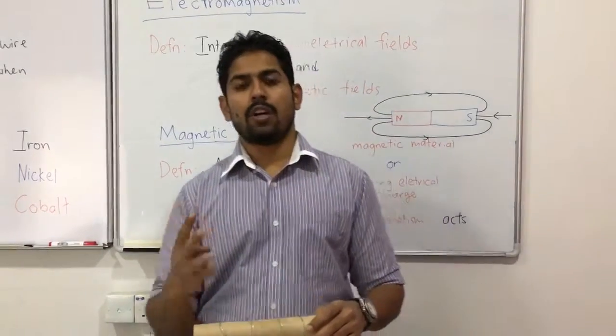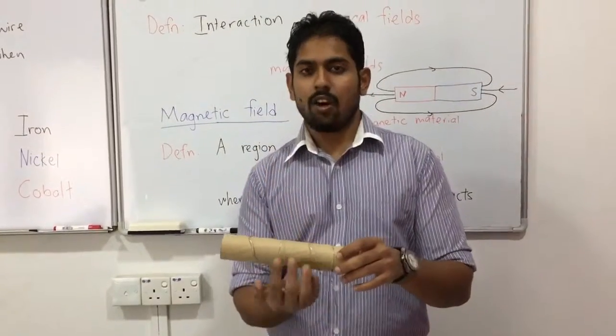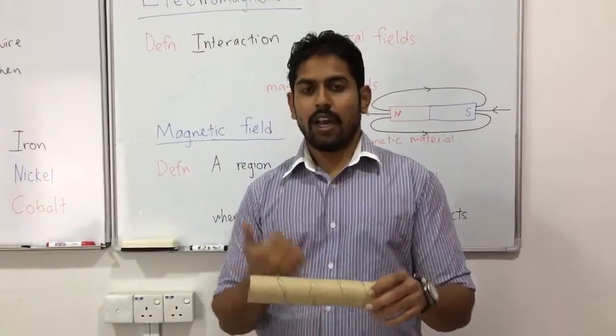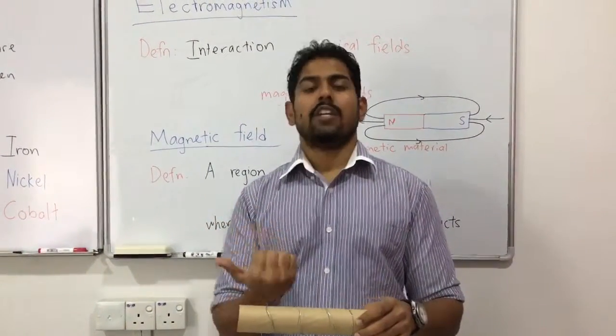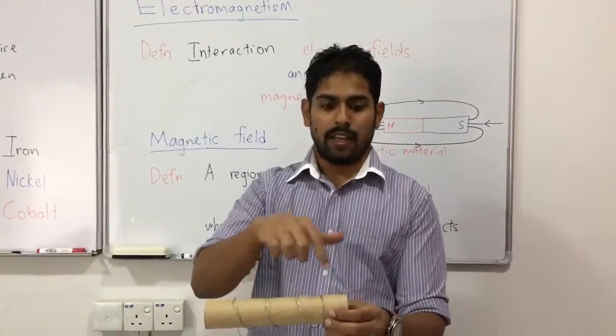Okay. How does this work? The four fingers determine the direction of the current flow. And the thumb, wherever the thumb ends up pointing, is the north pole. So if I'm pointing like this, this is the north pole. If I'm pointing like that, that is the north pole.